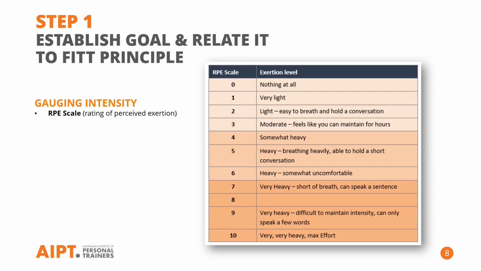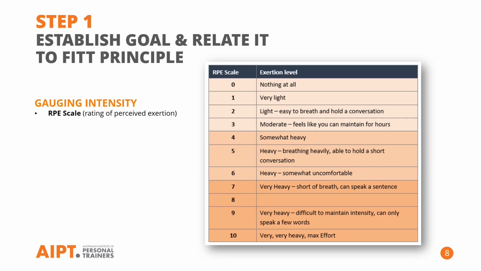We've already had a look at intensity across both cardiovascular and resistance training. So now let's have a look at a method we can use to gauge or help determine intensity during a session. What we've got here on the screen is the RPE scale, which stands for Rating of Perceived Exertion. It's a scale normally used from 0 to 10 that describes a person's effort during exercise, with 0 being nothing at all, and 10 being the maximum effort they can put in.